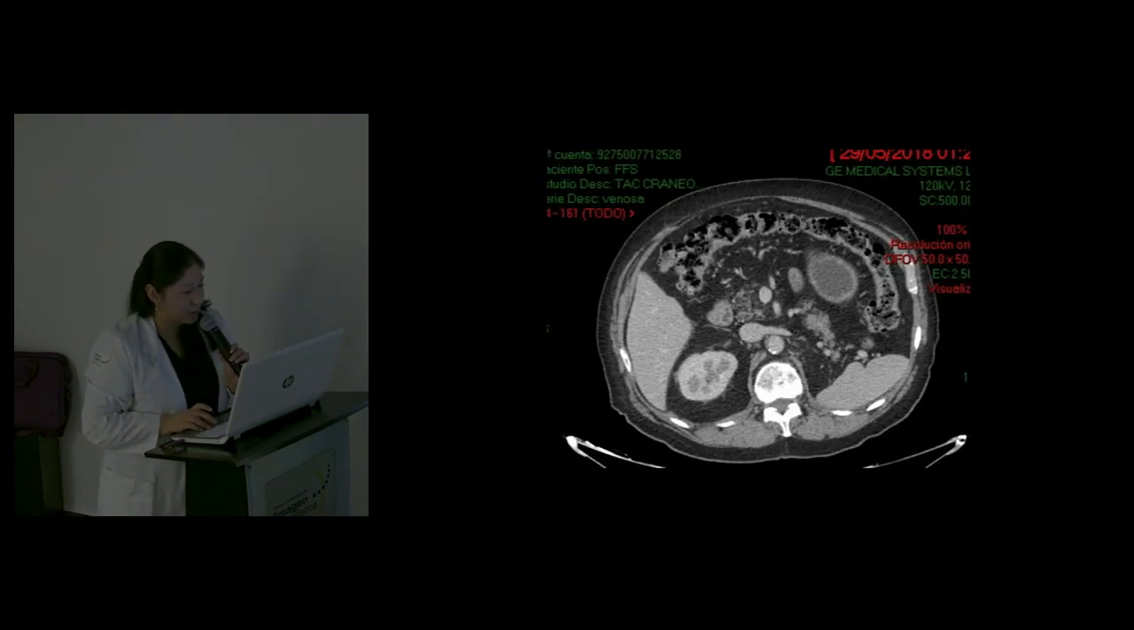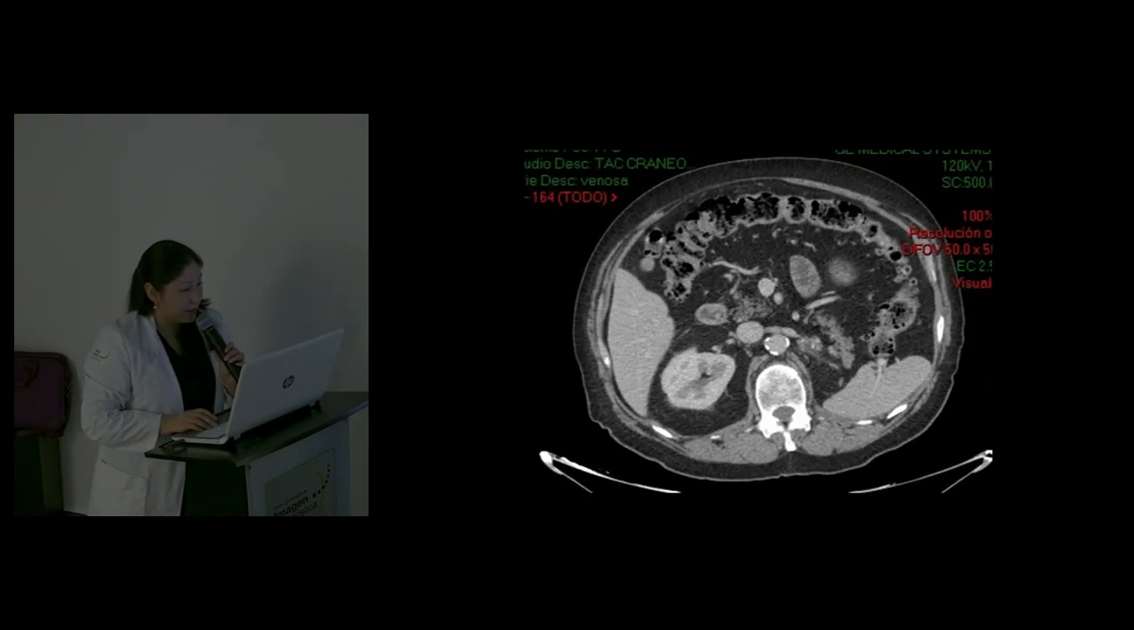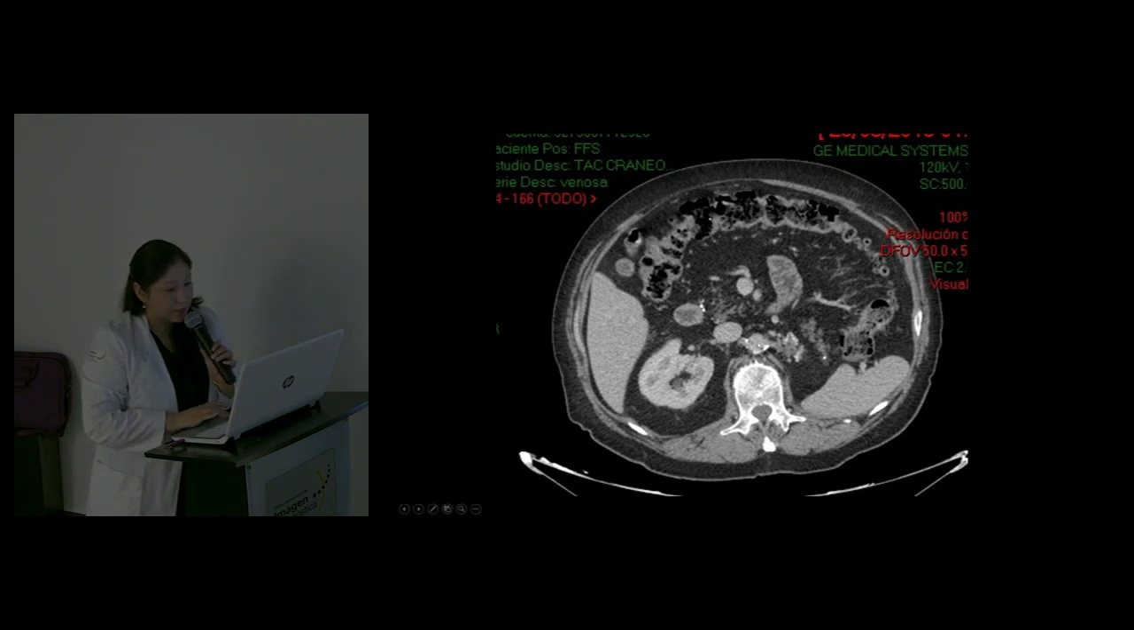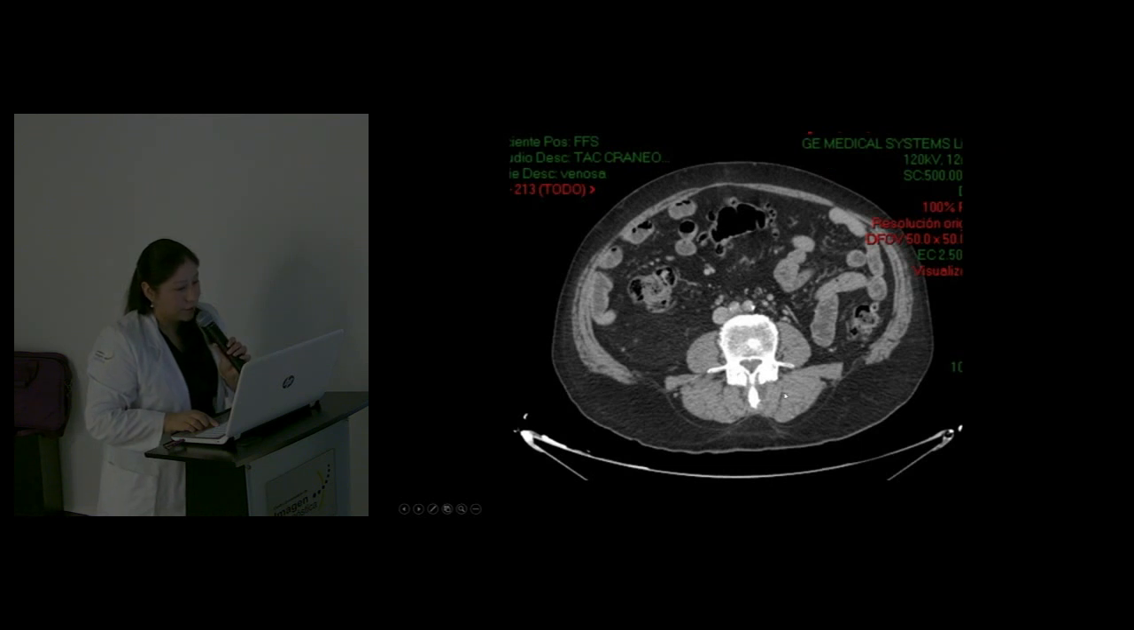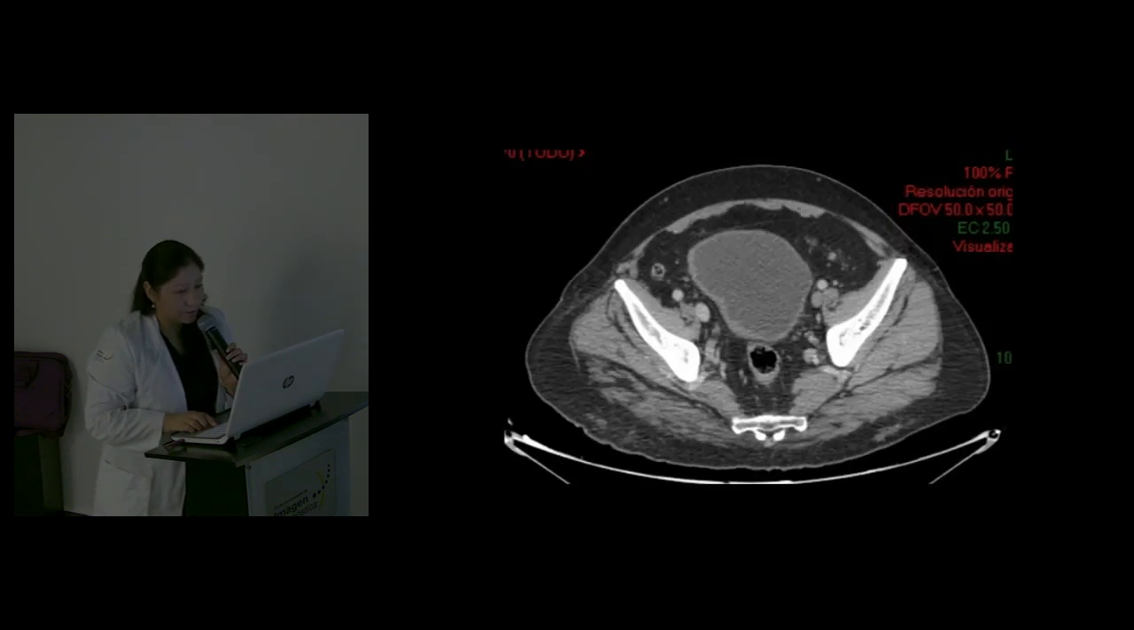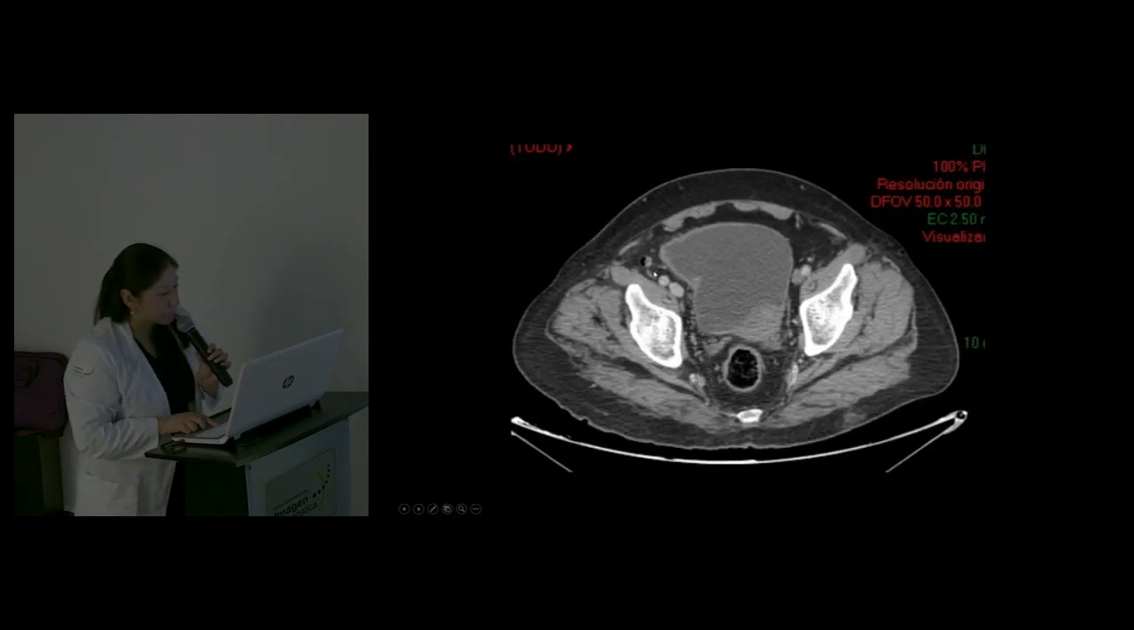Continuing with the rest of the study, at the level of the kidneys, we can see the tumoral recurrence in the topography of the left kidney that I already mentioned. The patient has calcified atheromatous disease, which is very obvious in these slides. Let's go to lower slides, and in the right lower quadrant, we can see the appendix. Please pay attention to the appendix.